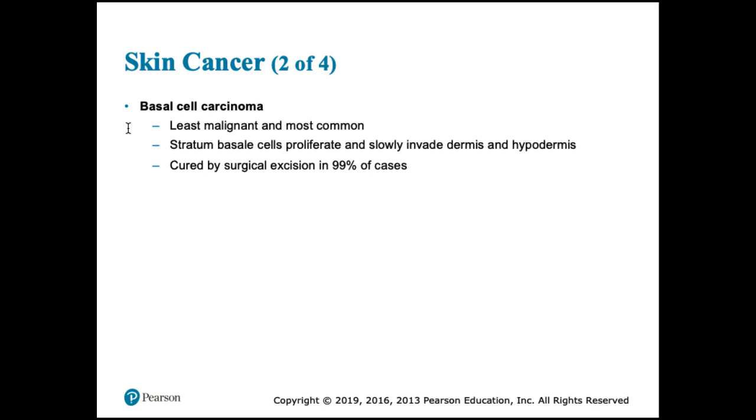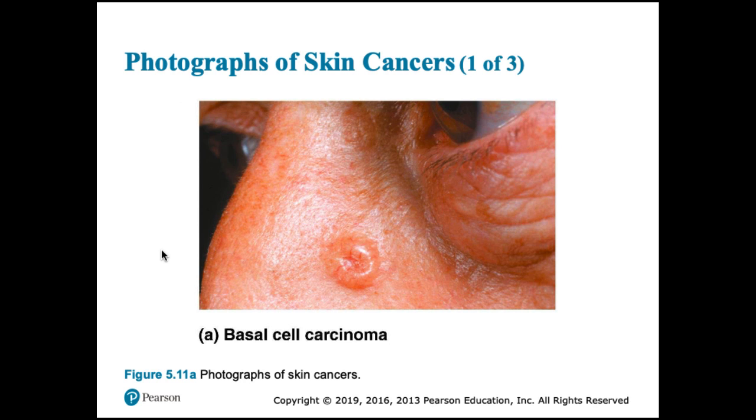Basal cell carcinoma, of course, is the least malignant and most common. The stratum basale cells proliferate and slowly invade the dermis and the hypodermis, and this is cured by surgical excision in 99% of the cases. Basically this surgical excision can be referred to as the Mohs procedure. So you may have seen this in your grandfather or someone in your family having a surgical excision, and they may have referred to it as the Mohs procedure, and that's sort of what that is called.